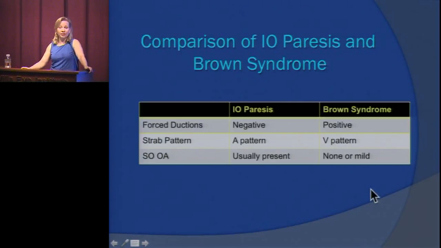So here you go, comparison of inferior oblique paresis versus Brown syndrome. And this is one of those board questions as well, although inferior oblique paresis is very uncommon. Forced ductions will be positive only in Brown syndrome, negative in inferior oblique paresis. The strabismus in inferior oblique paresis is an A pattern versus Brown syndrome, which is a V pattern. Remember that adduction on upgaze with Brown syndrome. And superior oblique overaction, again, usually will be present in inferior oblique paresis because there's no opposed action of that superior oblique muscle, but not common in Brown syndrome, very little or mild.